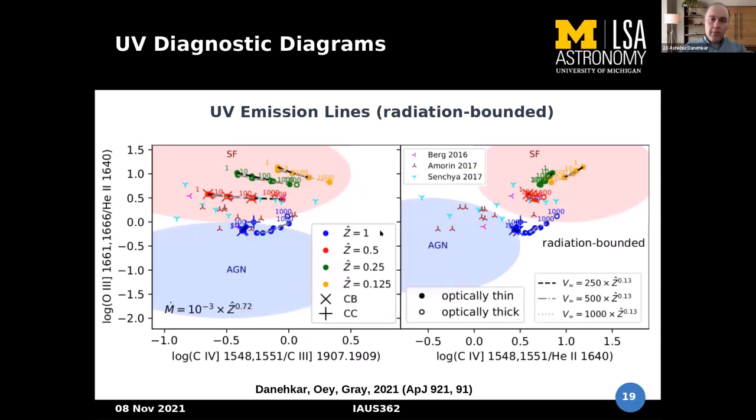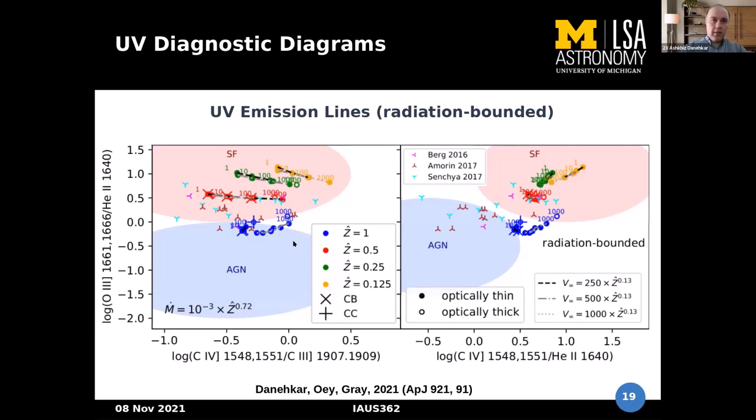And similar to the optical BPT diagram, I also made a UV diagnostic diagram using the ultraviolet emission lines typically observed in a Starburst galaxy. Recently, some diagnostic diagrams have been built using these emission lines to separate active and Starburst galaxies. In this diagram, you see how the UV lines change with metallicity and how they differ for models with cooling and catastrophic cooling with bubble.